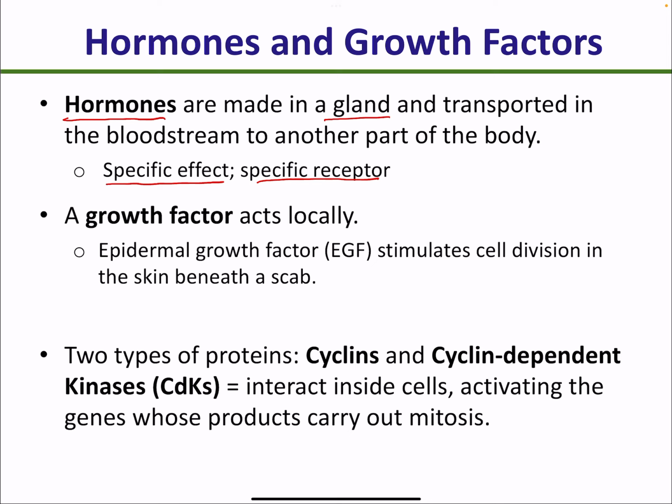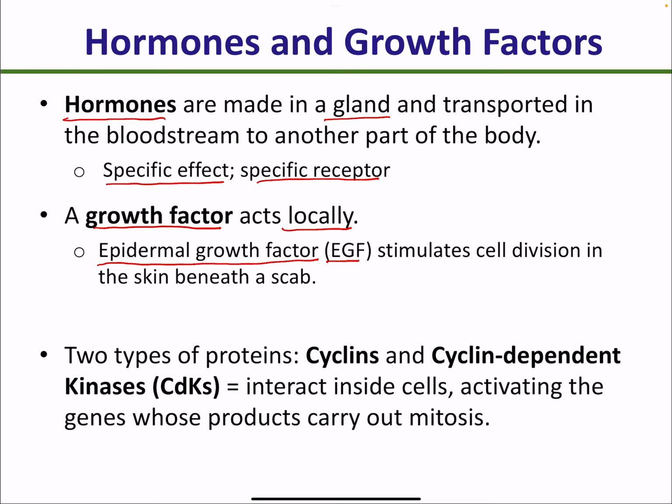On the other hand, growth factors are chemicals that act locally. They are not like hormones that travel through the blood, but growth factors are going to be produced locally. For instance, epidermal growth factor, EGF, is going to be released when we need to replace skin cells. For instance, when you have a cut, that cut is going to be repaired because of EGF, epidermal growth factors.